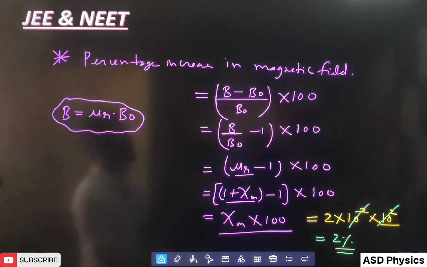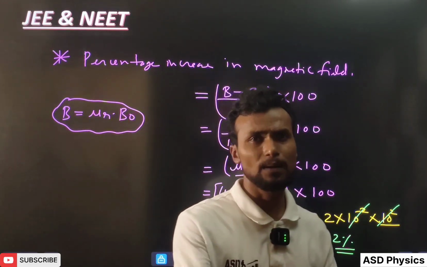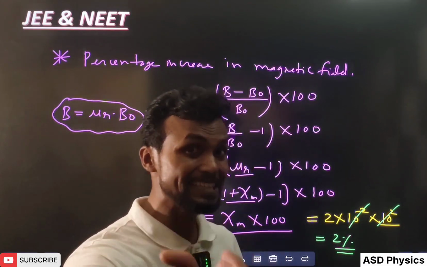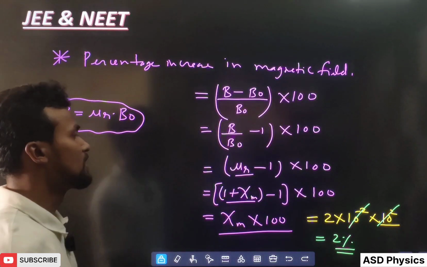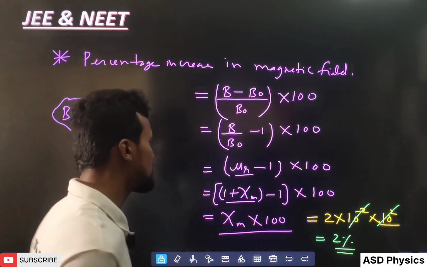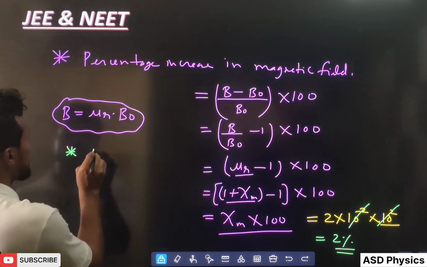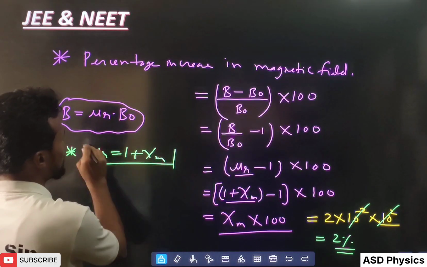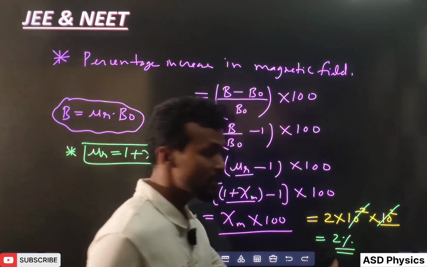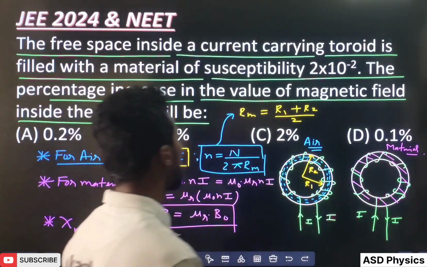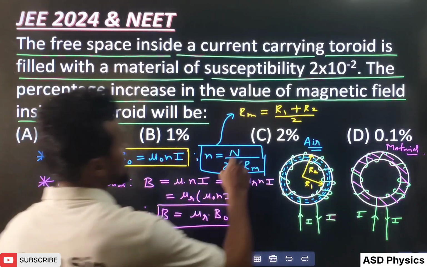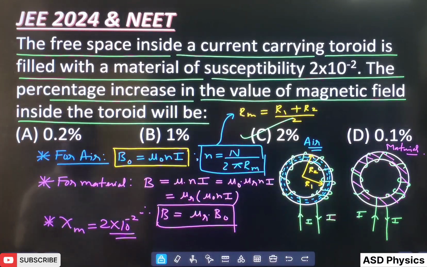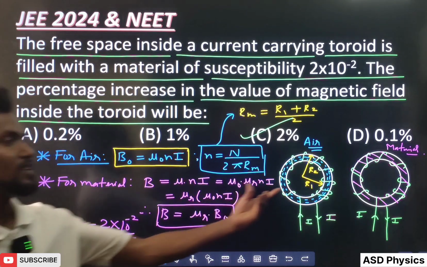So what I have told you: in the first situation, air, the magnetic field is B naught. In the second situation, we fill the material, it is paramagnetic, and the magnetic field somewhat increased. Magnetic susceptibility is chi m, and the relation between mu r and chi m is mu r equal to 1 plus chi m. Remember that here, okay. So what is coming here? 2%. Let's check the options. One option is 2%, so the correct option is option C.